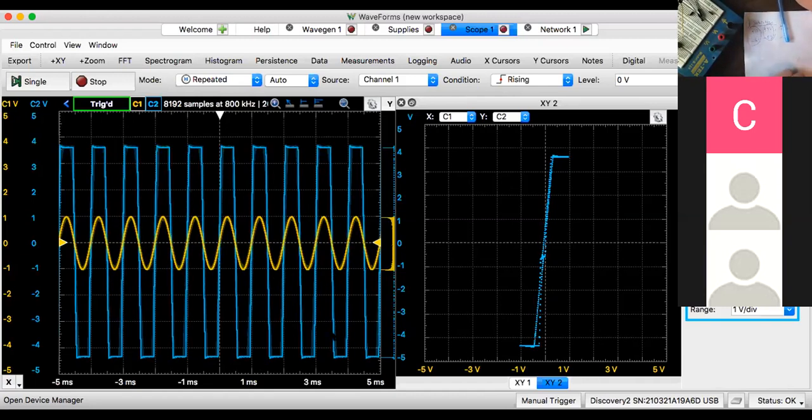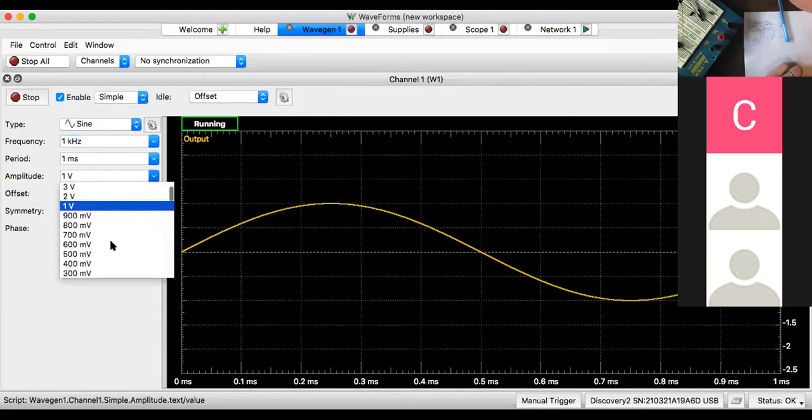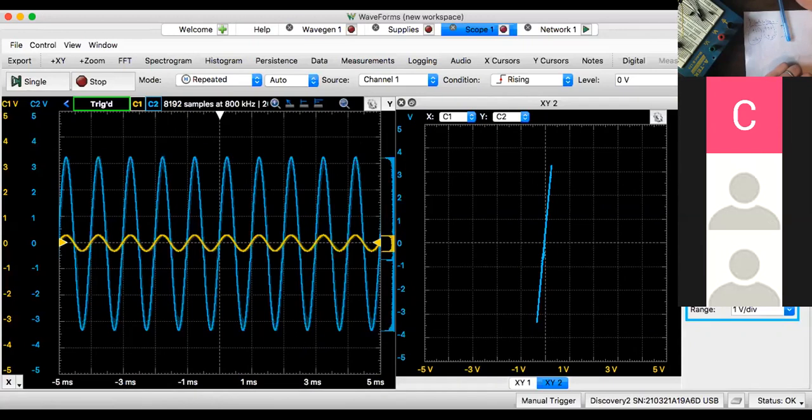So that's called saturation. In order to solve the saturation problem, all we need to do is go back to the generator and make our input signal smaller. Now I make it smaller, 300 milli. Let's look at the scope. Now we are talking, right? So now there's no saturation. Why? Because I lowered my input signal.